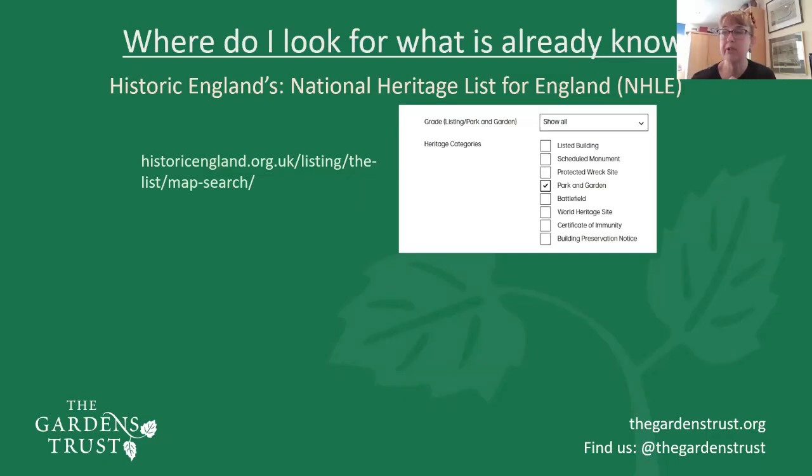Many shipwrecks are protected, as are battlefield sites. And more recently, World Heritage sites have been added, along with areas of certificates of immunities and buildings with preservation notices. I don't know much about those, but we don't need to worry about those last few. To find out if your garden is on the National Heritage List, you just unselect all the ones you don't want, and then click to see what you can find. And this will show you, if you choose by county as well, all the landscapes which are graded 1, 2-star or 2 in your county.